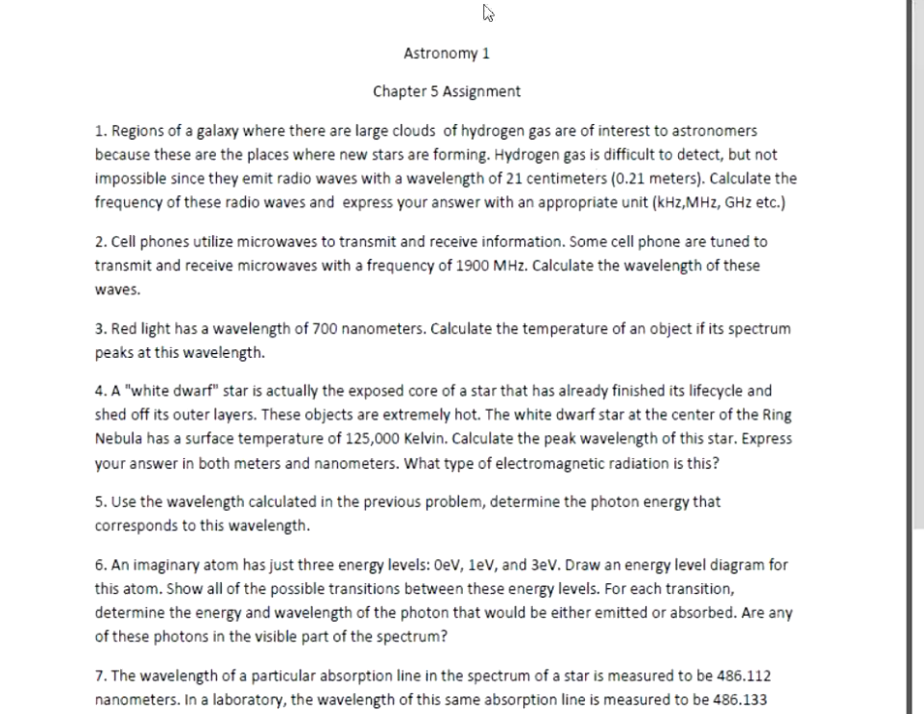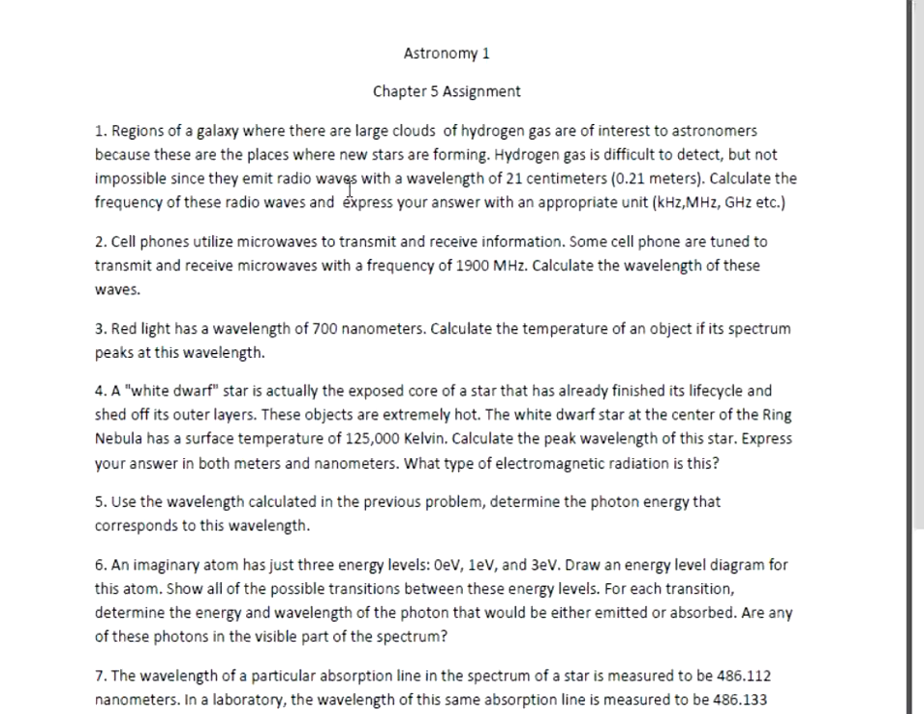First of all, question number 2 is very similar to the first problem that we worked through. So in question number 2, I'm giving you a frequency of 1,900 megahertz. Remember, a megahertz is 10 to the 6 hertz, so this is 1,900 times 10 to the 6 hertz. There's the frequency, and I ask you to calculate the wavelength. So you'd want to look at the previous video on electromagnetic waves, and we worked through a problem very similar to that.